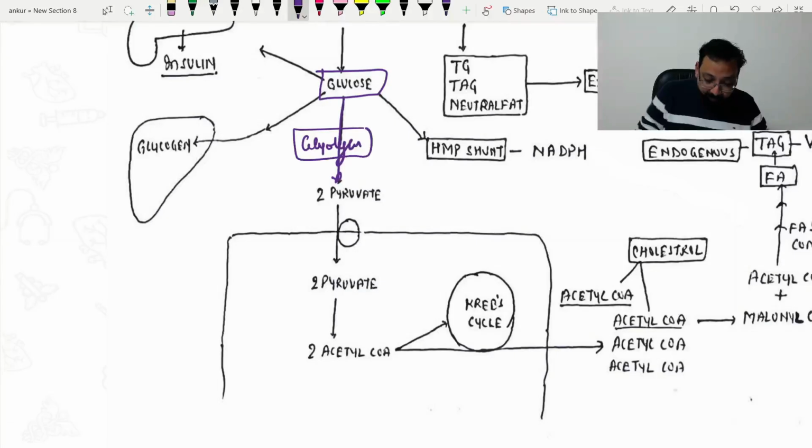Glycolysis to produce energy, and 2 pyruvate will be formed. Glucose will be converted to glycogen.